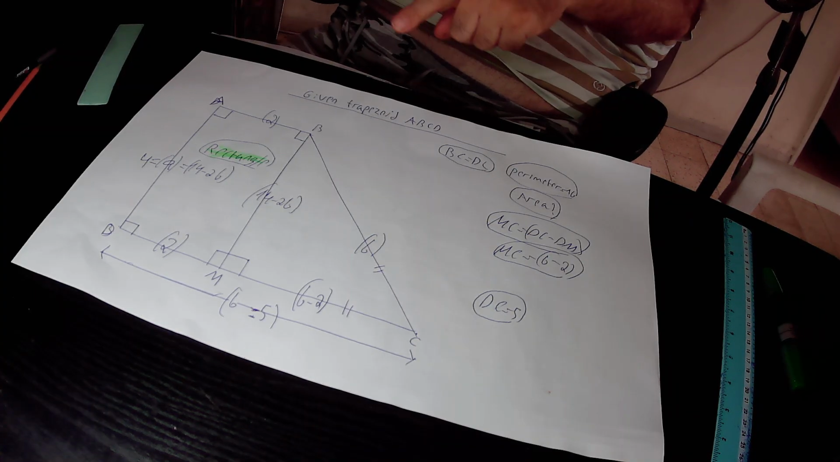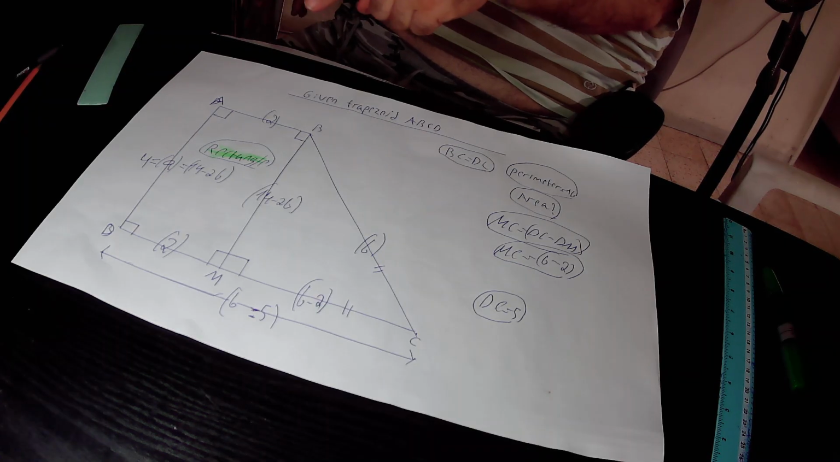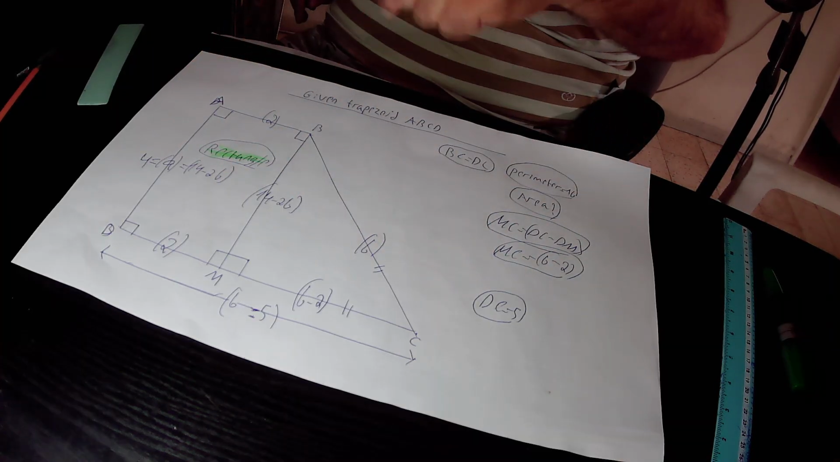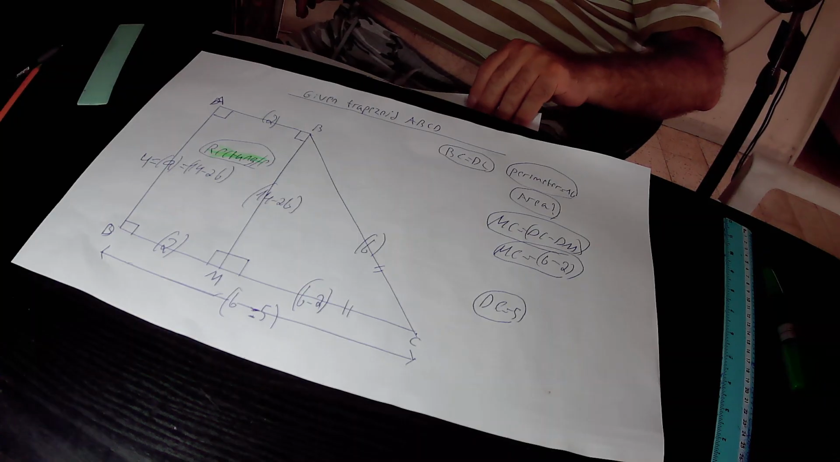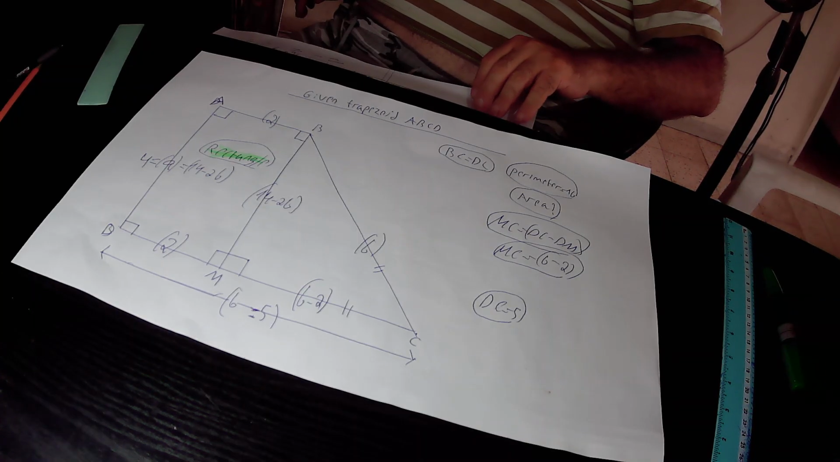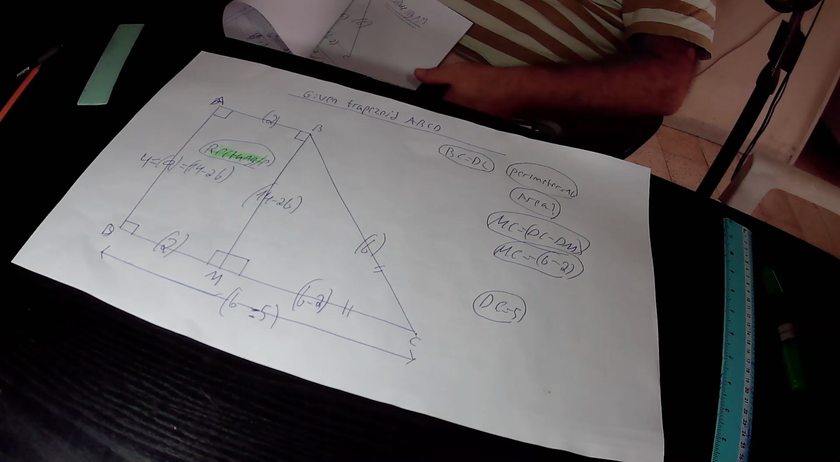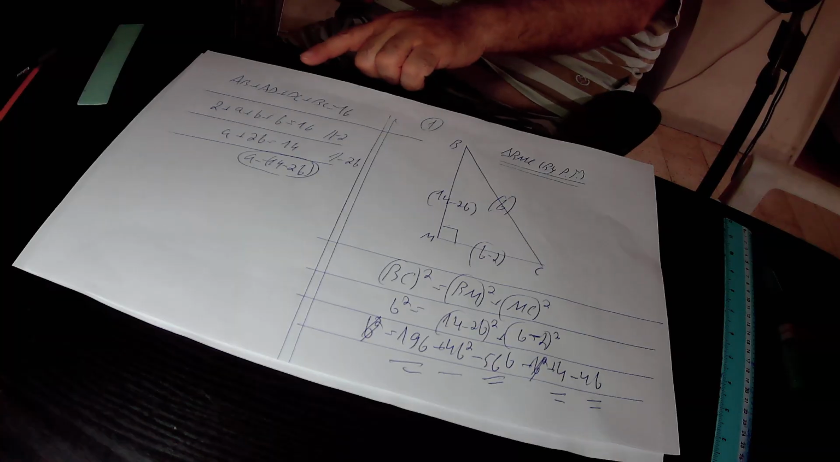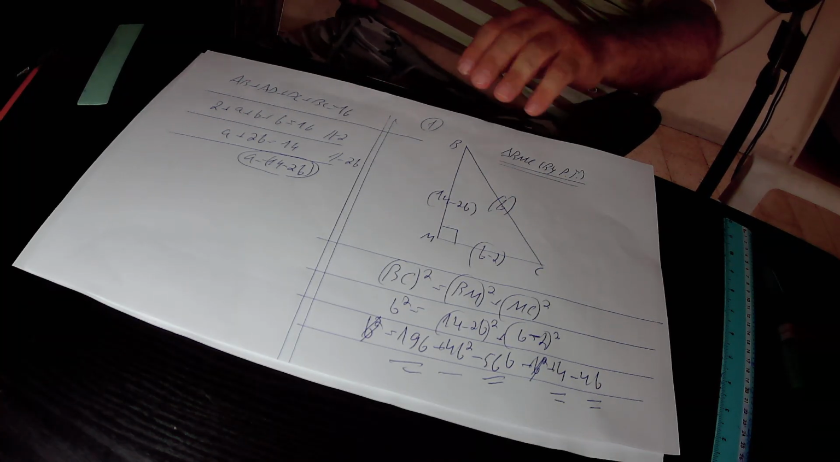In our trapezoid ABCD, the perimeter is 16. That is to say, side AB plus side AD plus side DC plus side CB total are equal to 16 units. Again, the perimeter of this trapezoid ABCD is 16. That is to say, side AB plus side AD plus side DC plus side BC equals 16.